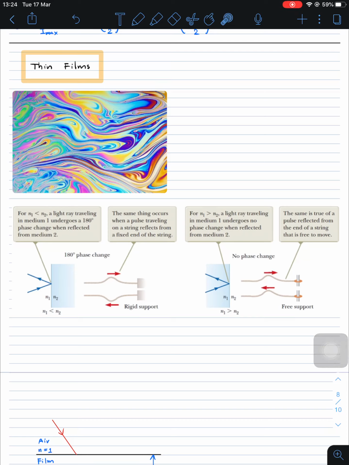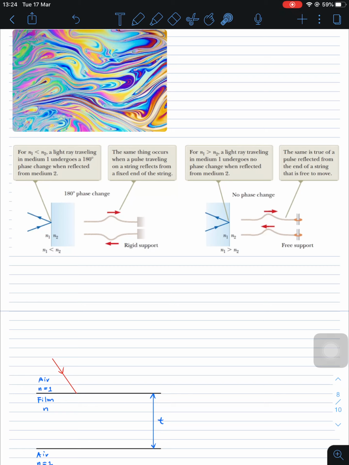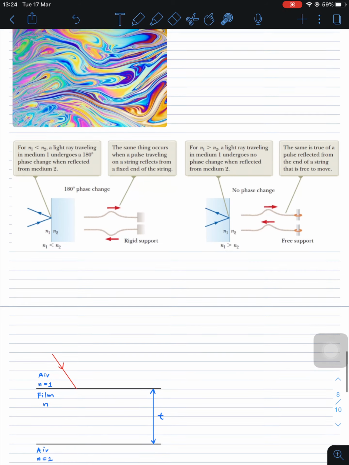I think you have seen this type of pattern a lot. I guess you may know it's the oil film on top of the water. So in this topic, we want to know how this pattern comes out. We just want to study the interference of light to form this type of pattern. But before we talk about this, let's talk about the physics of the reflection of light.